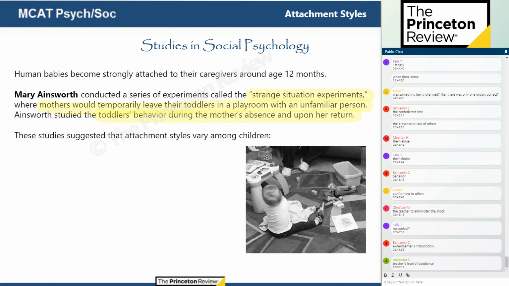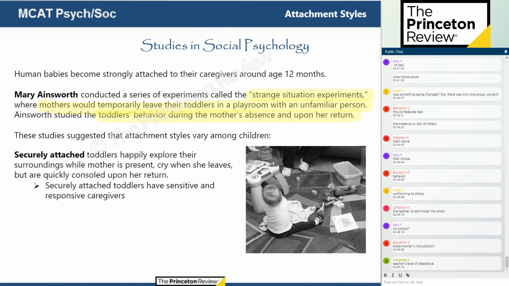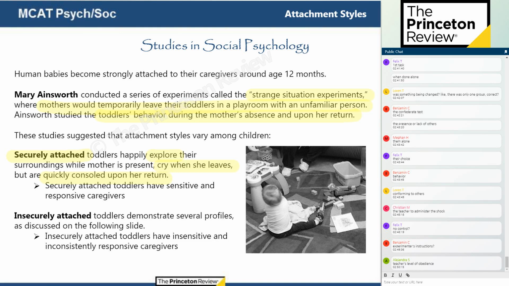So findings indicated that there are two kinds of attachment styles. Securely attached kiddos explore while mom's there, cry when she leaves, but are quickly consoled when she comes back. And they found that all these securely attached kids had very sensitive, responsive caregivers.